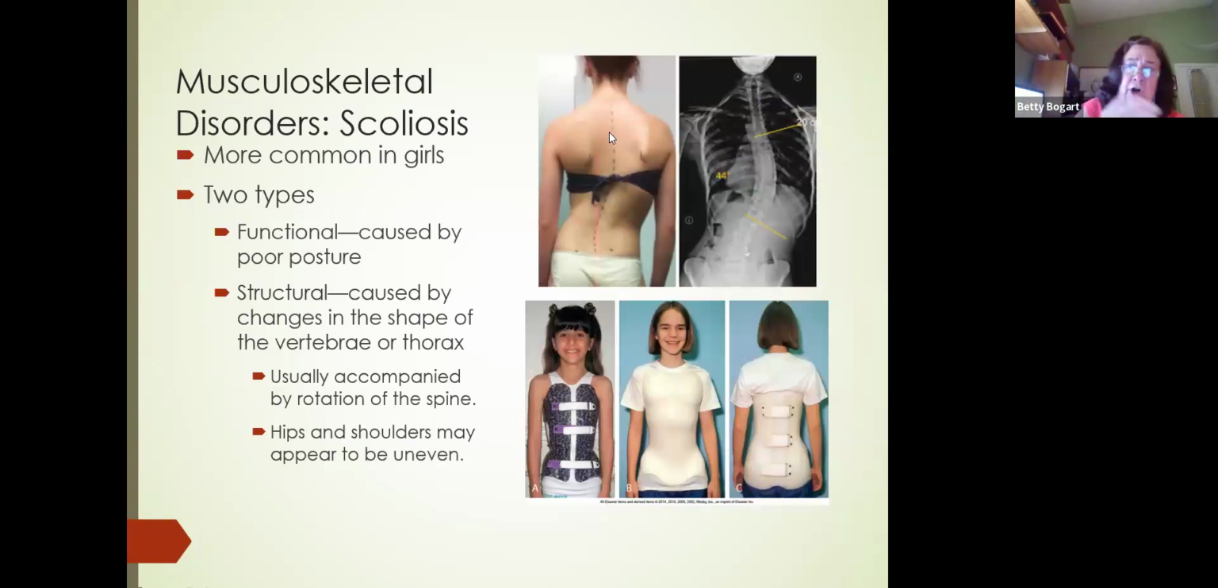Scoliosis, an S-shaped curvature of the spine. And the way that we usually see it is that the hips and the shoulders look crooked. Like one of the hips is up, one of the arms is up. When you bend over, one arm is longer than the other.